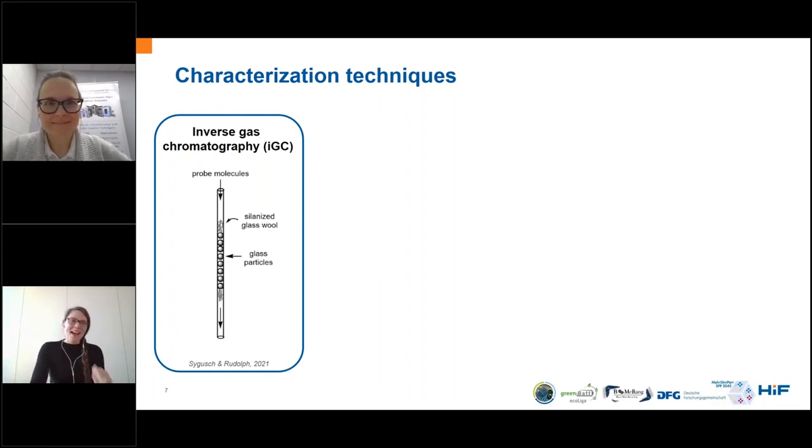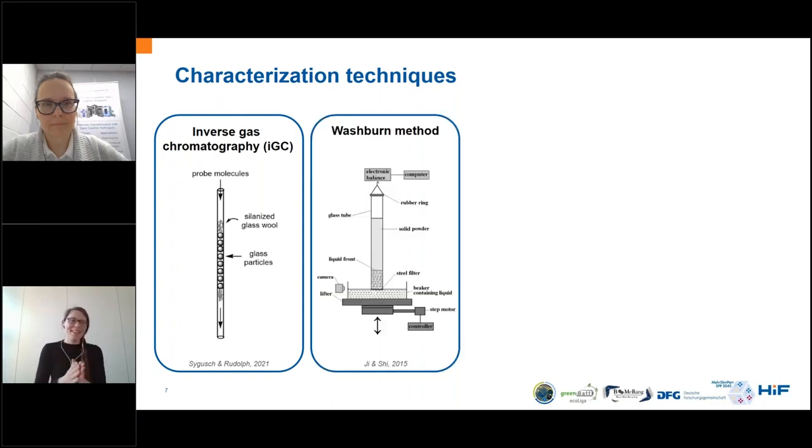Yes, so I want to start with the IGC. Here, of course, in cooperation with surface measurement systems, we use the inverse gas chromatography to analyze the materials for their surface energy. Here you have the particles inside a glass column, and you send through known probe molecules. And according to the interaction of the molecules with the particles, you get information on different physical-chemical properties.